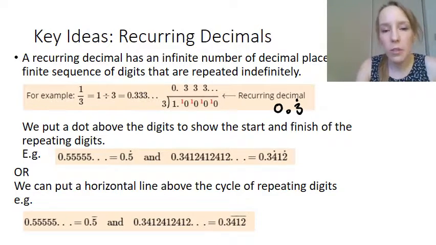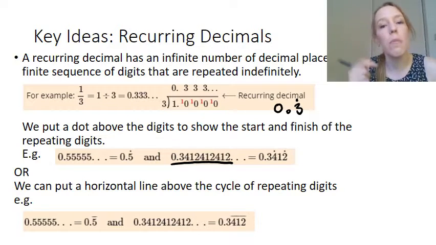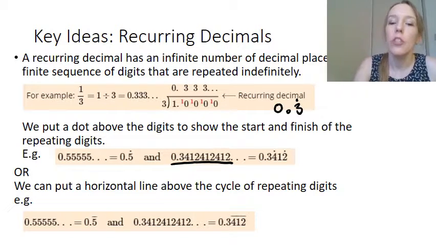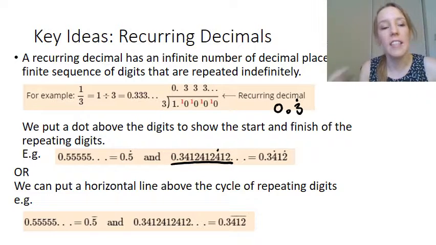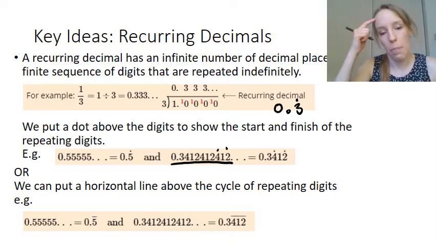Or if it's a sequence of recurring digits, for instance with this one here, we've got 0.34124124112. We can see that 412 pattern is going to repeat forever, so that's going to be recurring. We put a dot above the 4 because that's the start of the repeating sequence, and then a dot above the 2 because that's the end of the repeating sequence. So it means that sequence is going to repeat.